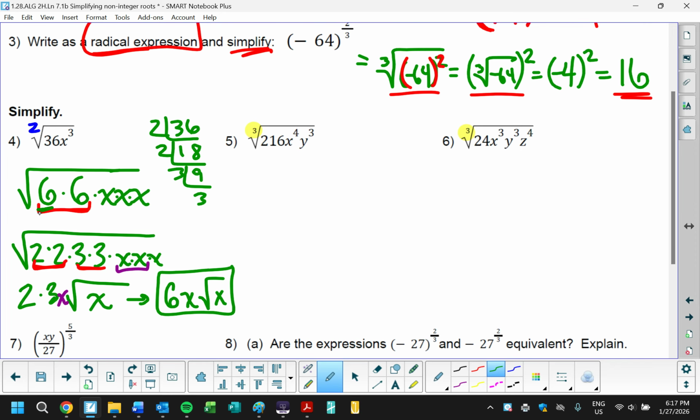Again, some of you will notice the 6 times the 6. Others of you might want to go all the way and say, well, 2 times 2 times 3 times 3. And if you pull out a 2 and a 3 factor, that will give you the 6.